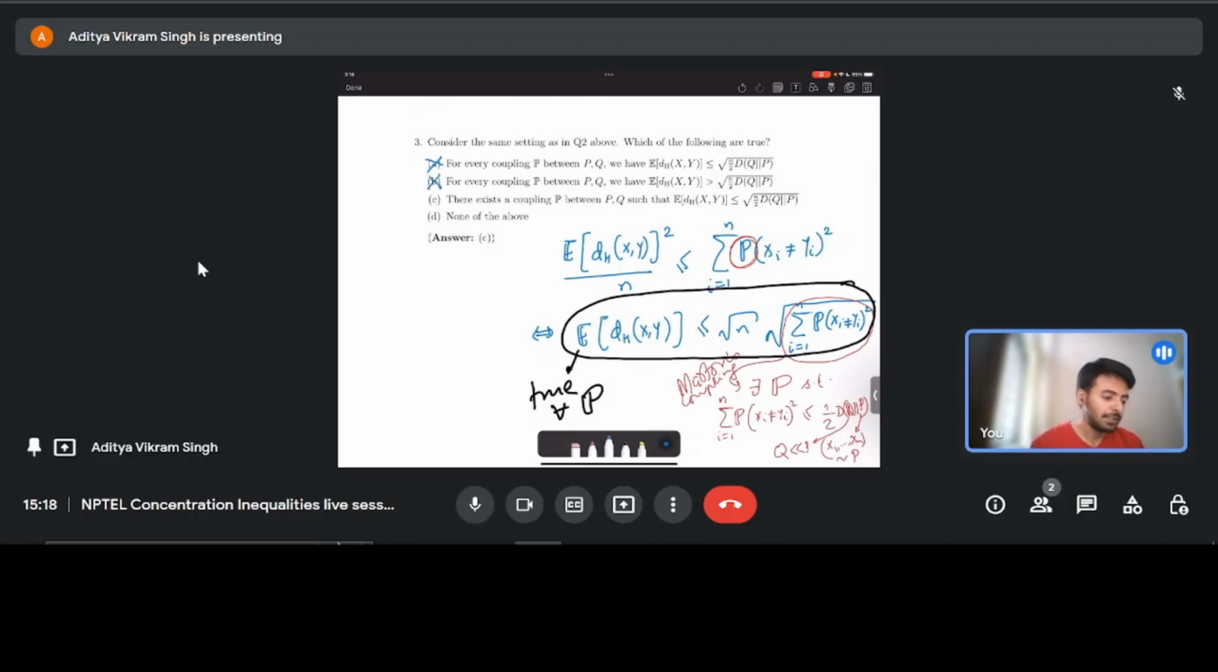C is true. There exists a coupling between P and Q. This is Marton's coupling. Marton's coupling gives us that the expected Hamming distance is less than or equal to the square root of n by 2 times the KL divergence. And D is none of the above. We saw that C is true, so D is not correct.